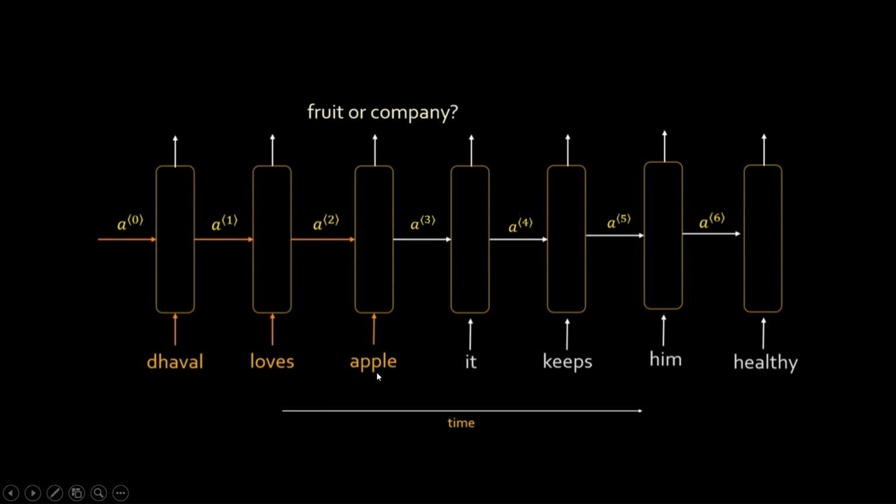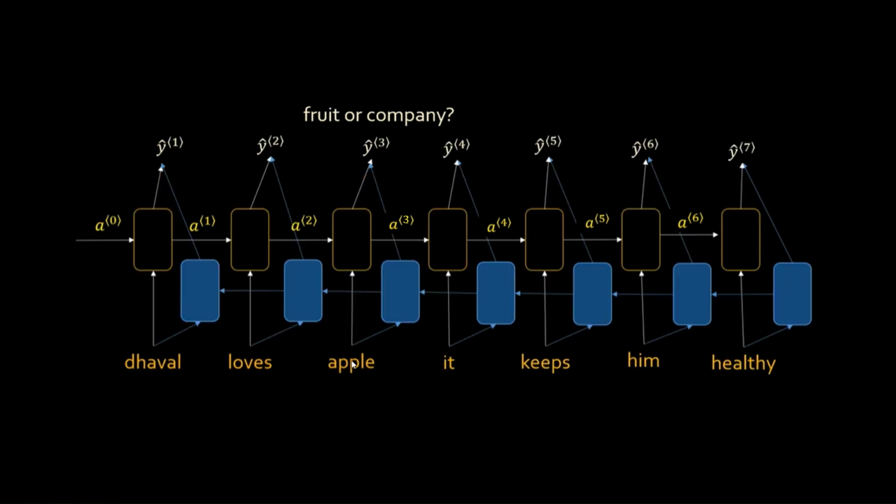But for the final outcome of apple, in order to decide whether this apple is a fruit or a company, we look at the future words also, the words that are coming after apple. That's what we decided. So you need to make changes to this neural network. One way is to add another layer from right to left. See this?